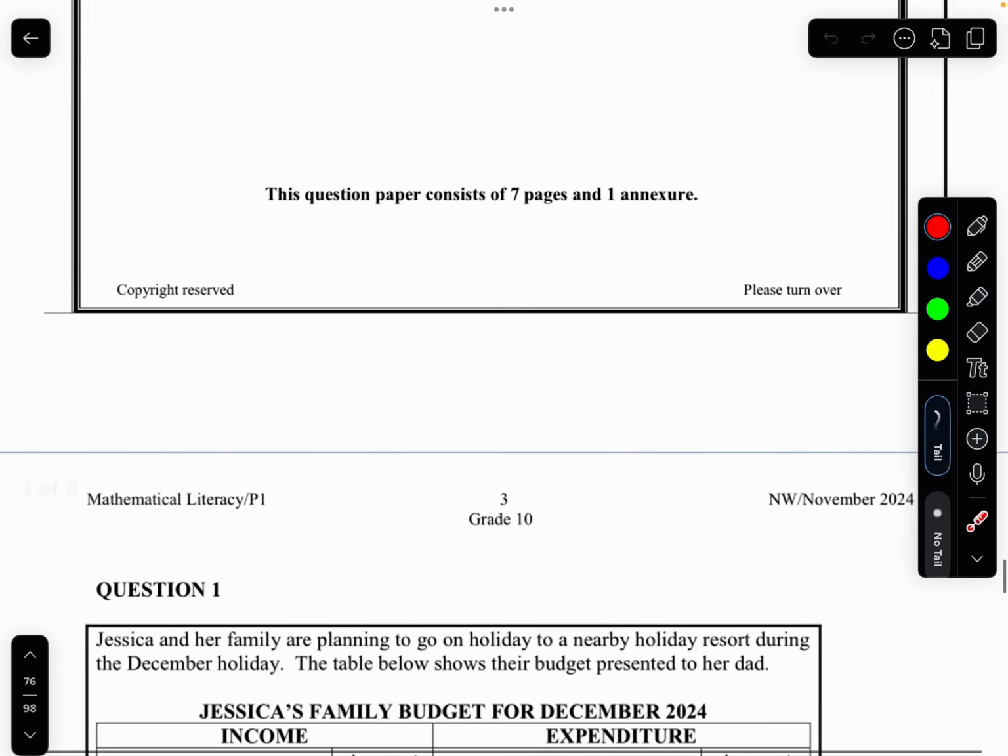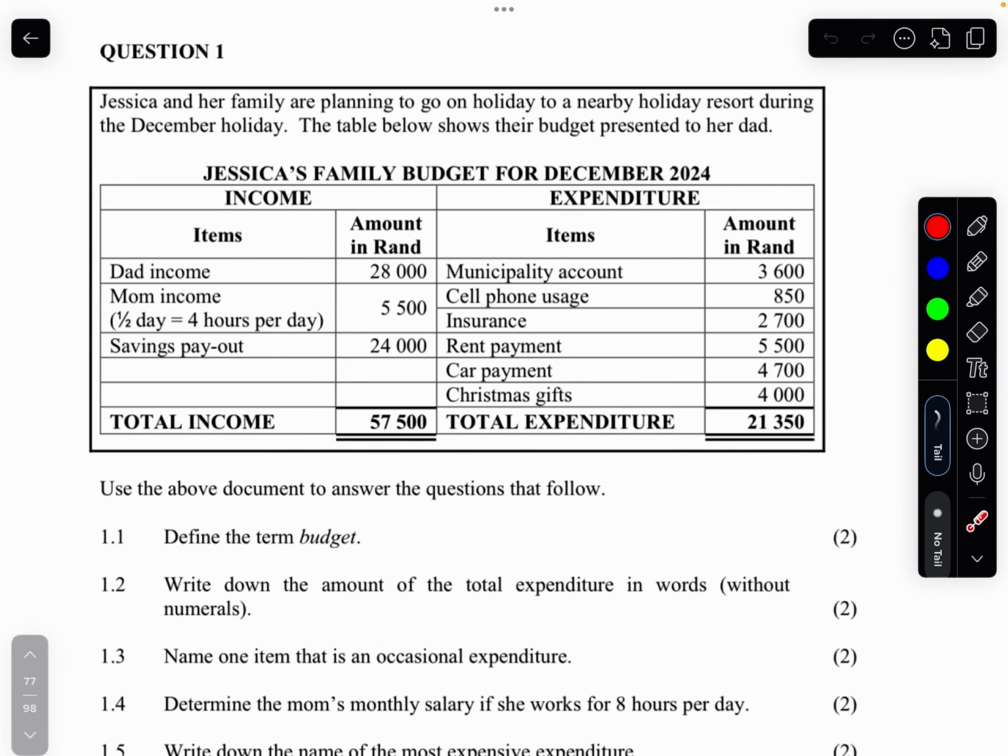Let's cut to the chase, guys. Let's look at question 1. Question 1 says Jessica and her family are planning to go to a nearby holiday resort during the December holidays. The table below shows their budget presented to her dad. Jessica's family budget for December 2024. Guys, these two columns, it's the income, the money that comes in, and this is the expenditure, the money that I've spent. There's the total of the incomes and the total expenditure.